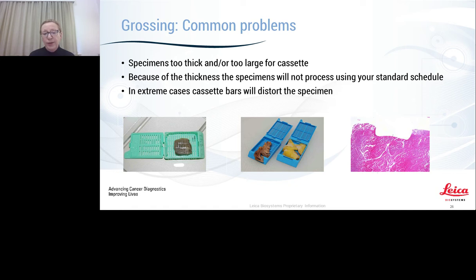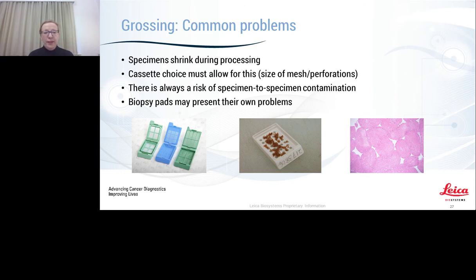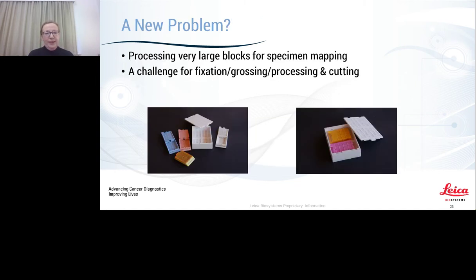The middle shows that tissue often is jammed into cassettes. If it doesn't fit in a cassette, then it's not going to process correctly. Specimens shrink during processing, so the cassette choice must always allow for this. We saw in the previous slide where the specimen was too large for the cassette. Equally, you must think about, is the tissue actually too small? Is it friable? Will it fall through the cassette? Make sure that the cassette choice is the correct choice. There's always a risk of specimen-to-specimen contamination if tissue actually comes through the holes in the cassettes.